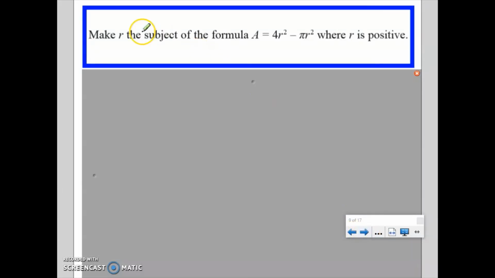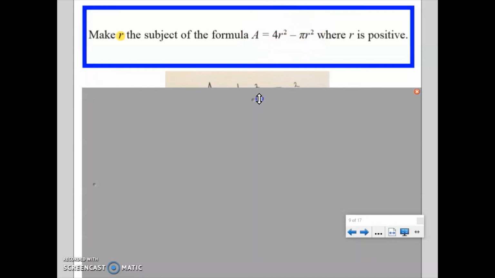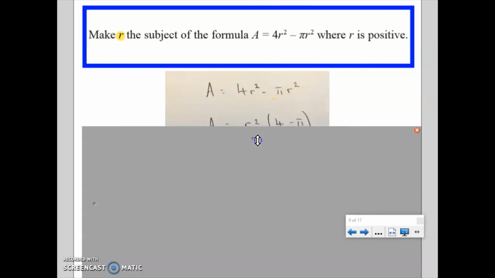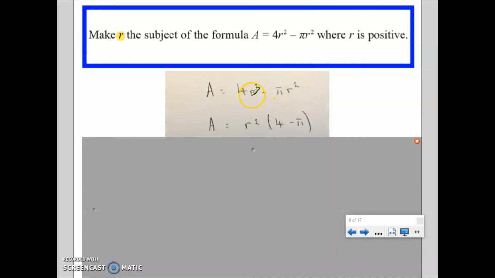Okay, next one from me. We're trying to make r the subject of this formula. There's my original question. First thing I'm going to do is factorize. I've got an r squared here and an r squared.